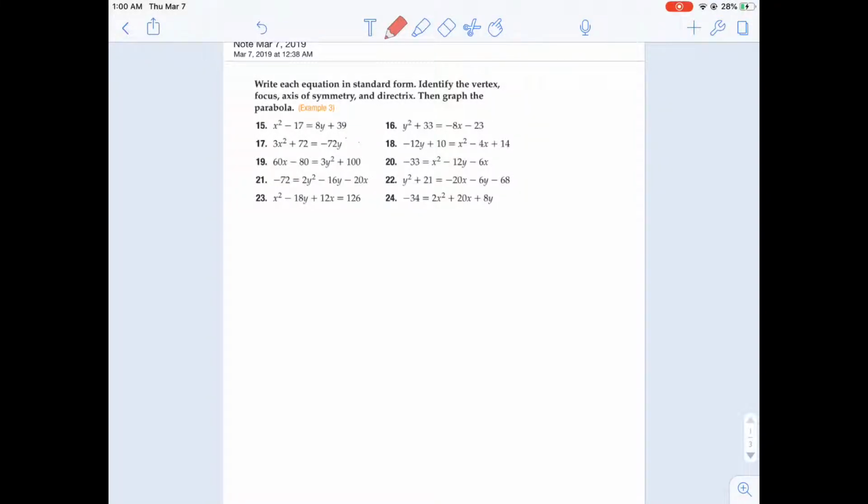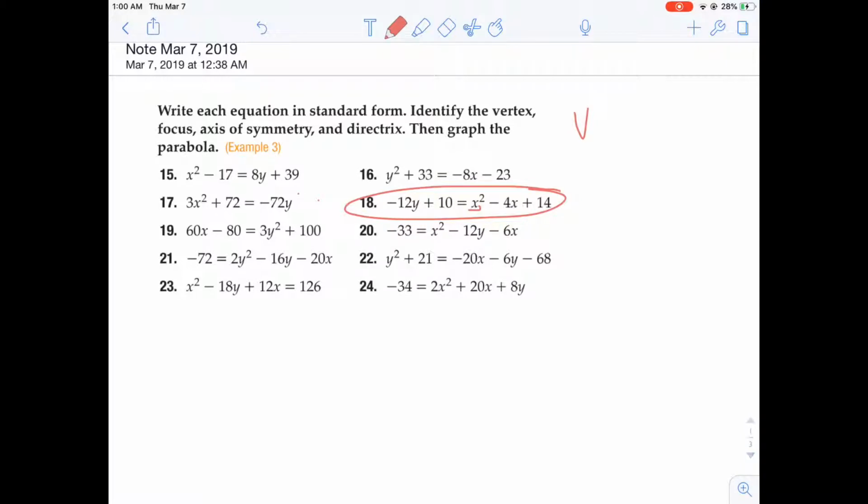Hello, we're going to do another example here, looking at number 18 this time. And first thing I see here, x is being squared. So that means I'm going to have a vertical parabola. And I'm going to need to isolate these two x terms. So what that means is I'm going to have to take this 14 and subtract it to the other side. That's going to leave me with negative 12y plus 10 minus 14 is equal to x squared minus 4x.